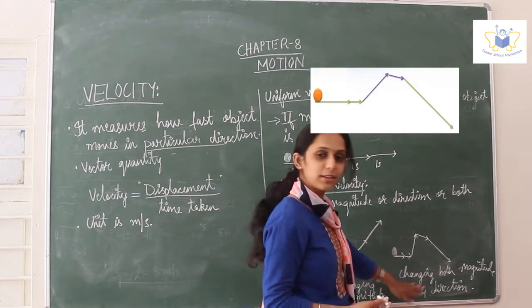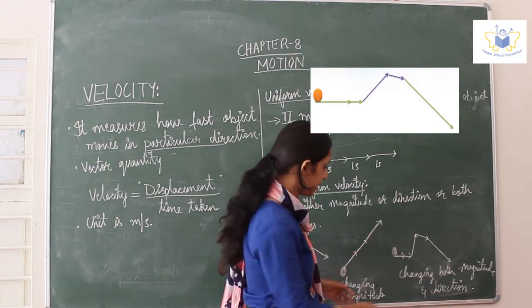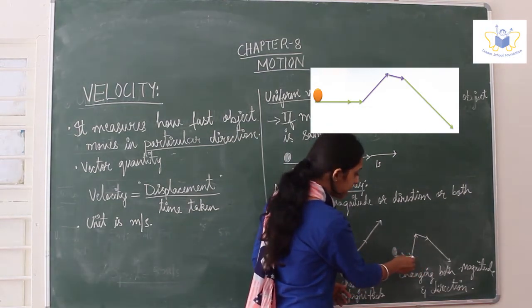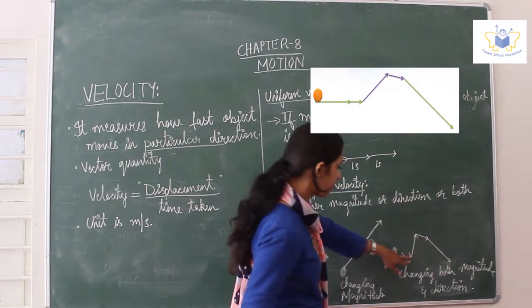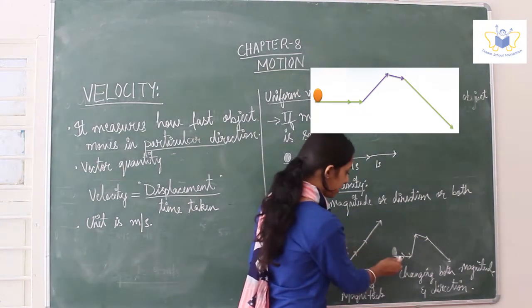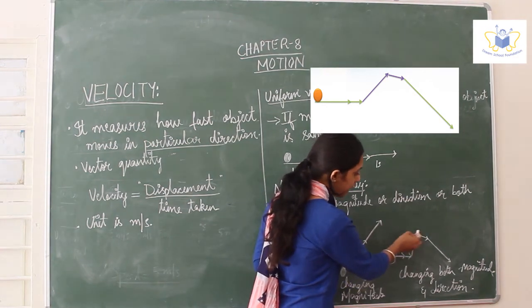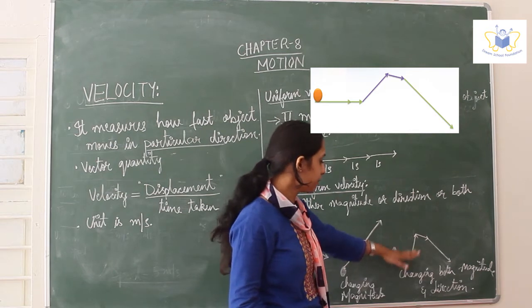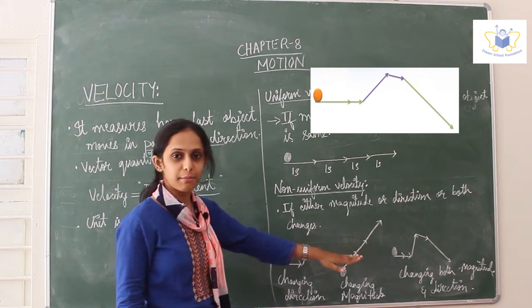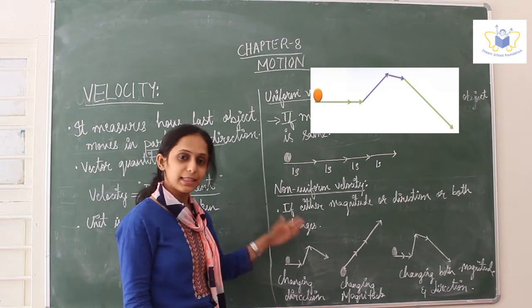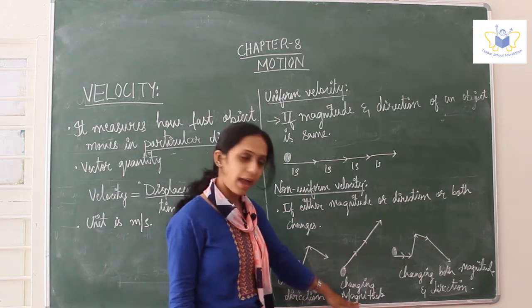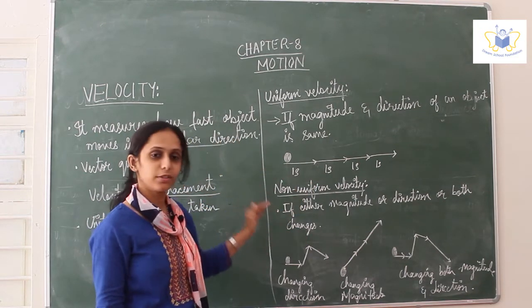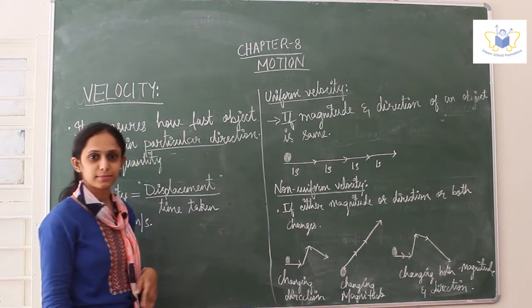Now, if both magnitude and direction change simultaneously. First it goes for a certain distance, again it is reduced and then increased. So this is about magnitude. Also, the direction is changing. It is going straight, going up, again coming down, and coming further down. So the direction is also changing along with the magnitude. So these are the three examples of non-uniform motion. It can change in direction, in magnitude, or in both. If any one changes, it is non-uniform velocity. Please note down.